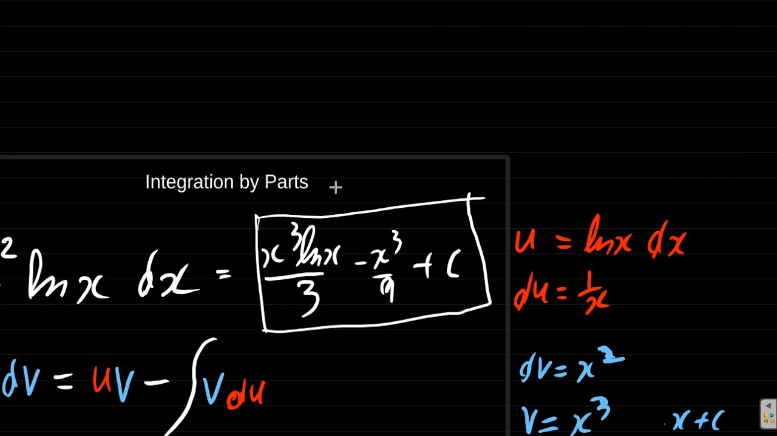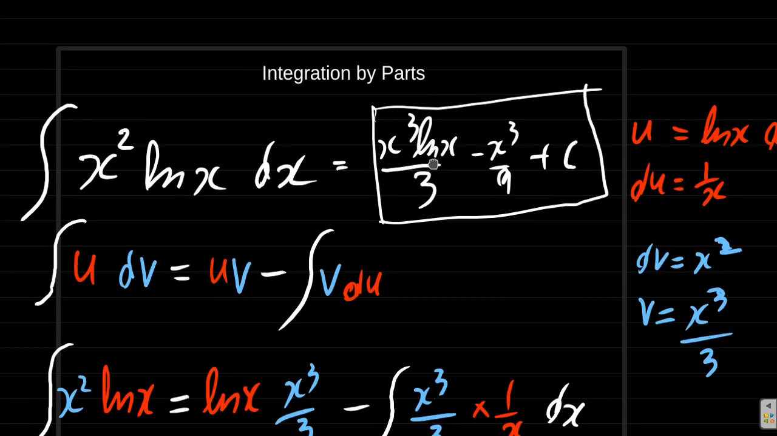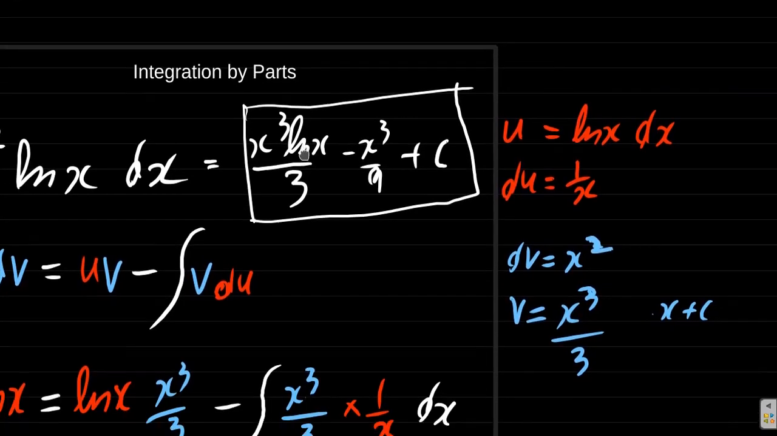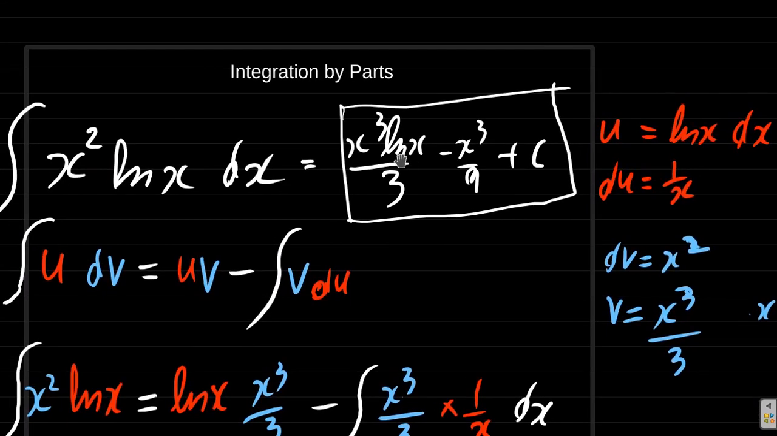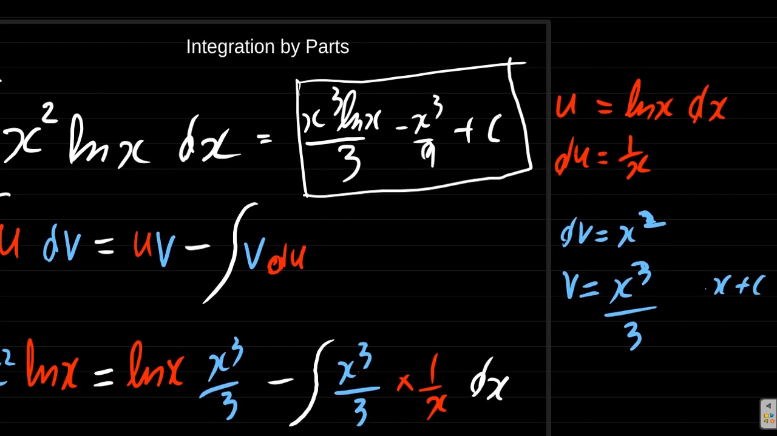Alright, this is where we left off in our previous video. Let us try a little thing here. In our previous video we integrated this and we used u for ln x. Now let us use u for x squared and see how things would go.